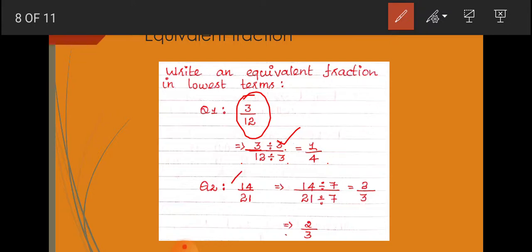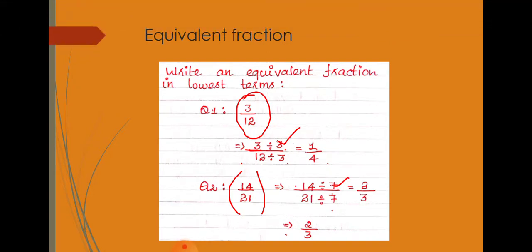One more example, 14 divided by 21. Both numbers should come in one table. So which table is possible? 7th table. When you say the 7th table, the answer is 14. So 7 2s are 14, 7 3s are 21. So the answer is 2 divided by 3. This is an equivalent fraction.